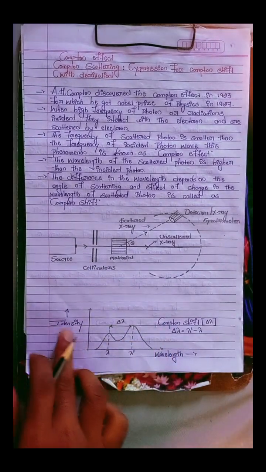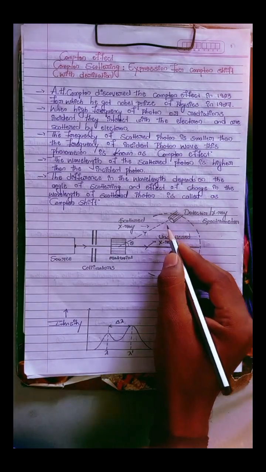Next, the graph is intensity versus wavelength. Along the y-axis you take intensity, along the x-axis you take wavelength. Here we can see the Compton shift, delta lambda. When theta is small, the Compton shift is also small. When theta is large, the Compton shift is large.